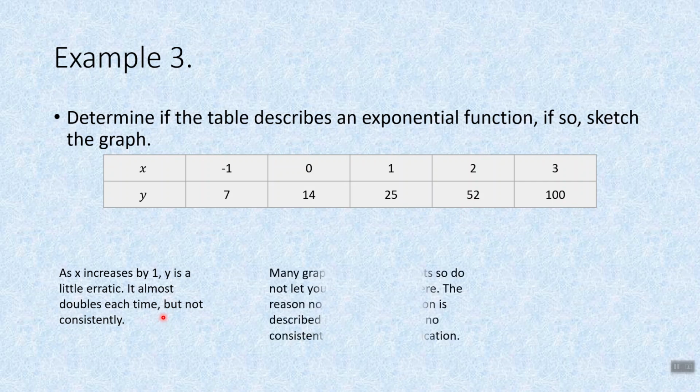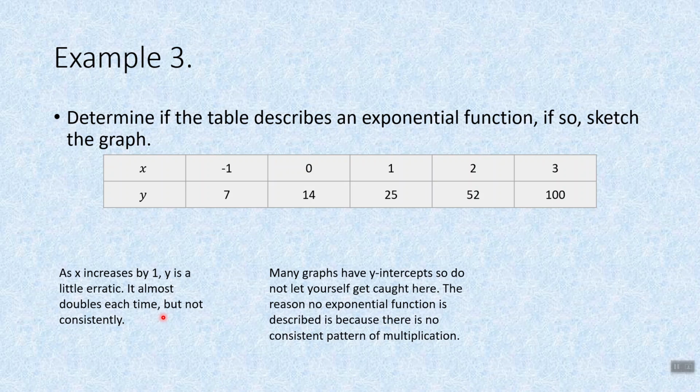So if it's not consistent, we can't just assume it's close enough to 2. Right? We have a y-intercept. It seems like we could find our a value. But the reason no exponential function is described is because there's no consistent pattern of multiplication in the y values. This is not an exponential function, and so there's nothing to graph.